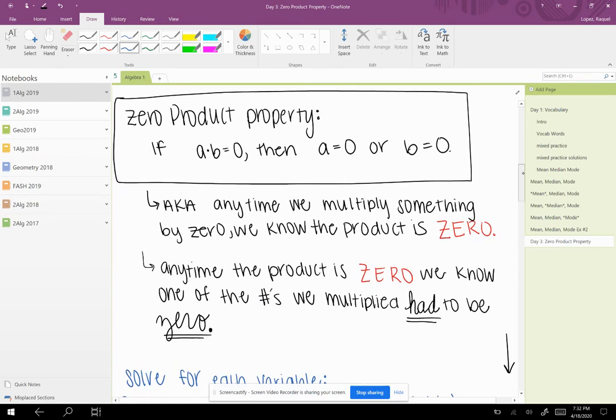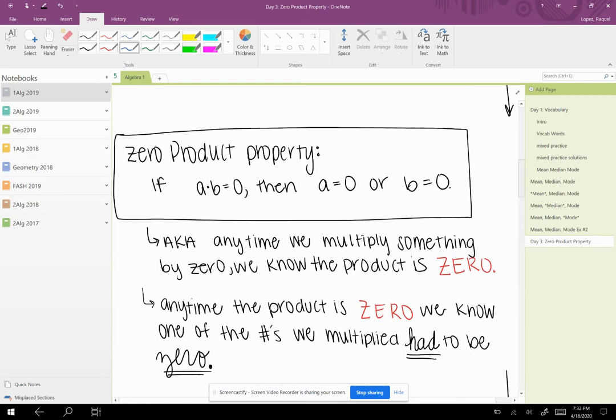So let's talk about something called the zero product property. The zero product property states that if A times B equals 0, then A has to be 0 or B has to be 0. In other words, anytime we multiply something by 0, we know the product is going to be 0. So 0 times anything will always be 0. Anytime the product is 0, we know one of the numbers that we multiplied had to be 0.